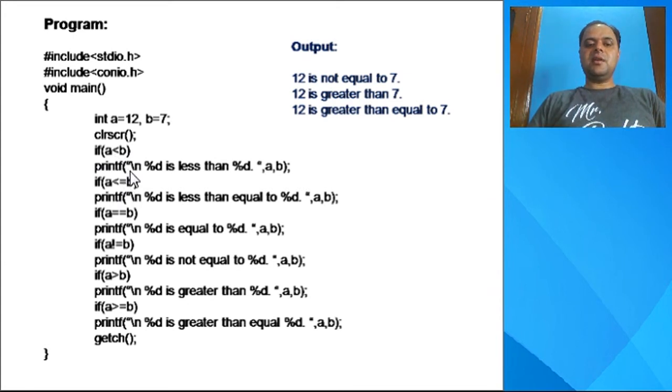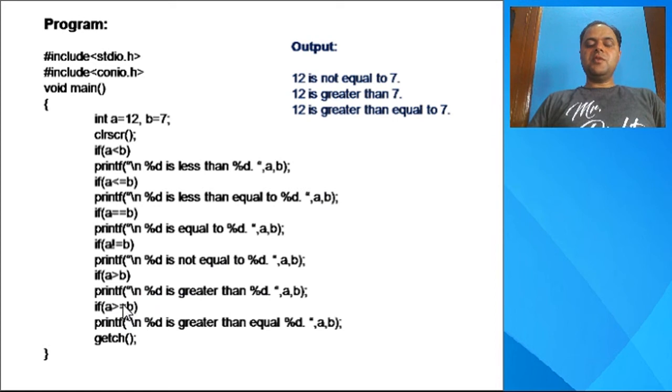So it will not go here. This will not be printed. a is equal to b, this condition is also false. a is not equal to b, this condition is true, so our control goes here, and printf with %d for a, the value of a: 12 is not equal to 7, this will get printed. a is greater than b, this condition is also true, so again control goes into this printf. So 12 is greater than 7, this will get printed.